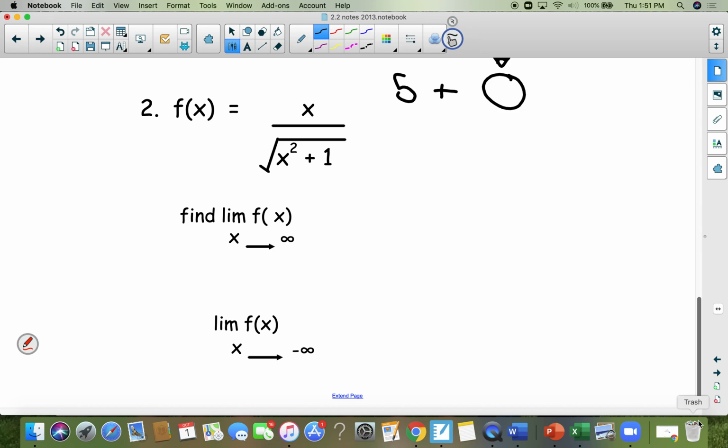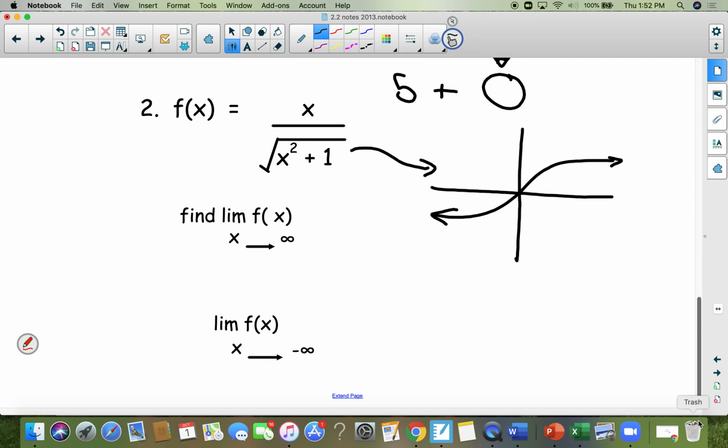This one. F of x is equal to x over the square root of x squared plus 1. I'm just going to hurry up because I want to get done with these notes today. I'm going to show you what this graph looks like, but if you want to take the time and do it tonight and graph it on your own, you can. But it looks something like this. There's no dotted line though on your graphing calculator.